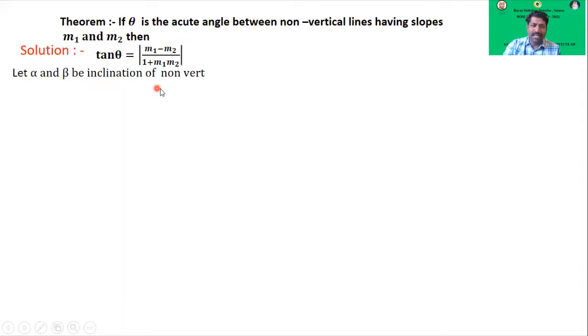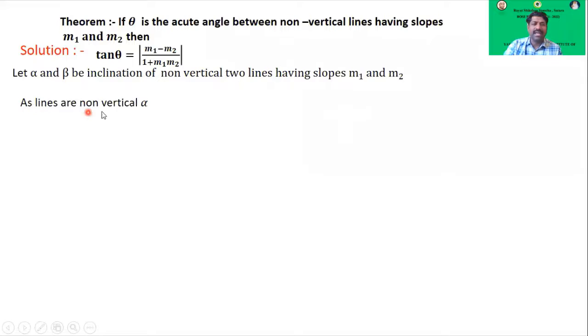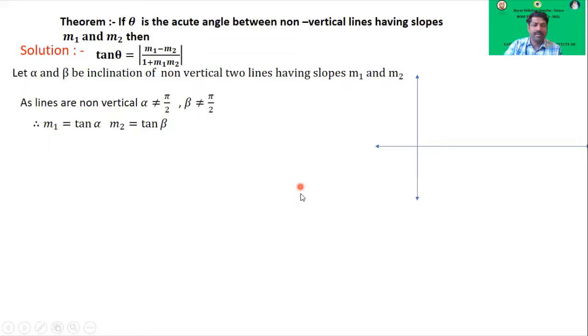Let alpha and beta be the inclinations of two non-vertical lines having slopes m1 and m2. The lines are non-vertical, so alpha is not equal to pi by 2, beta is not equal to pi by 2. So m1 is equal to tan alpha, m2 is equal to tan beta. So consider the figure here. Coordinate system, x axis, y axis. This is the line making an angle alpha with the positive x axis. This is the second line having inclination beta. And this is the acute angle between the two lines.